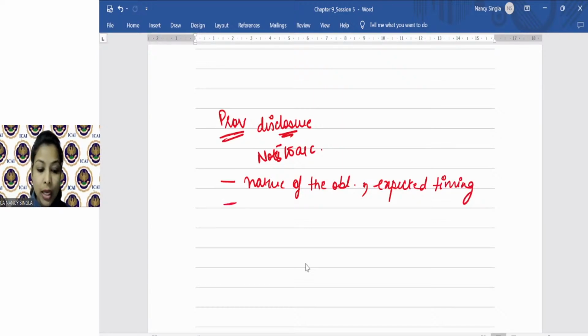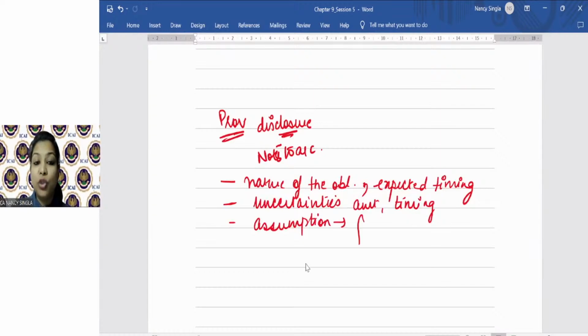ठीक है? What are the uncertainties with respect to the amount and timings? The company will have to mention. ठीक है? The assumptions that are followed with respect to the future events. कौन से assumptions लिए थे? That needs to be mentioned. ठीक है? The expected reimbursements.